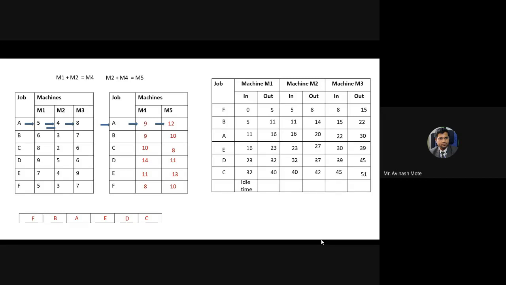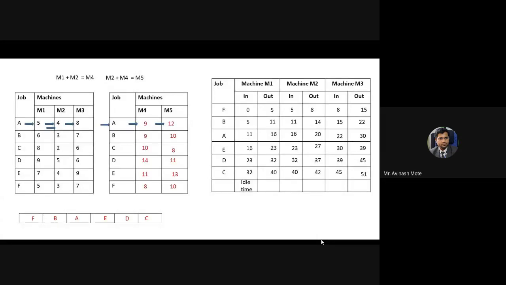Just see, at the last, M1 machine completion time is 40, and the entire operation will stop at 51. Simple thing. All three machines will start at the same time, that means 0 o'clock, and all the machines will stop at the same time, that means 51 o'clock, 51 hours.